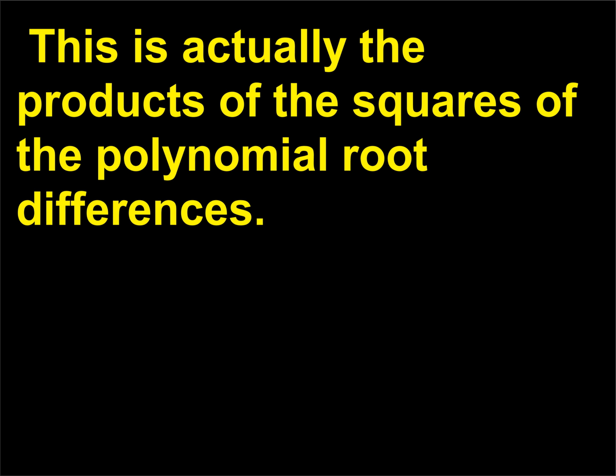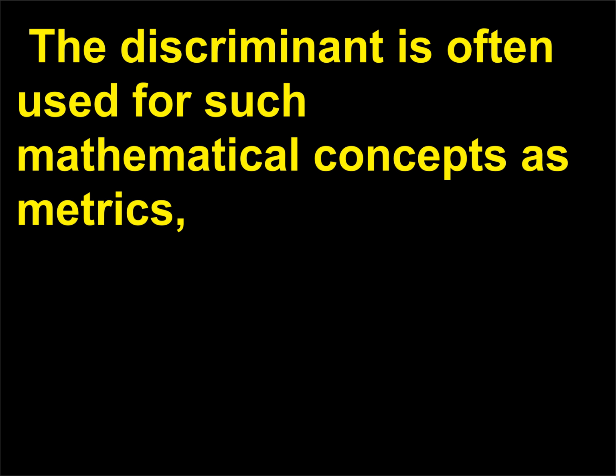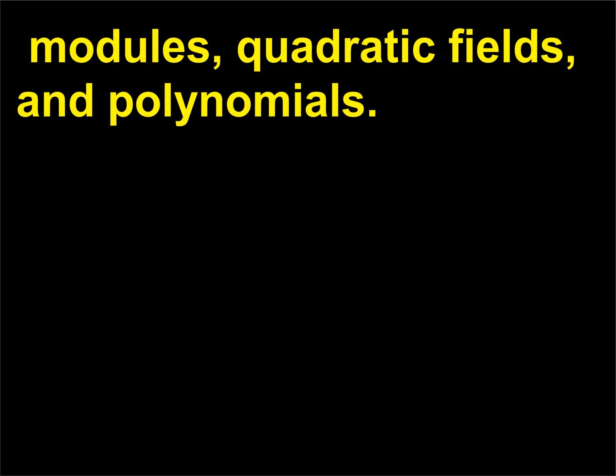This is actually the product of the squares of the polynomial root differences. In other words, this quantity characterizes certain properties of the quantity's roots. The discriminant is often used for such mathematical concepts as metrics, modules, quadratic fields, and polynomials.